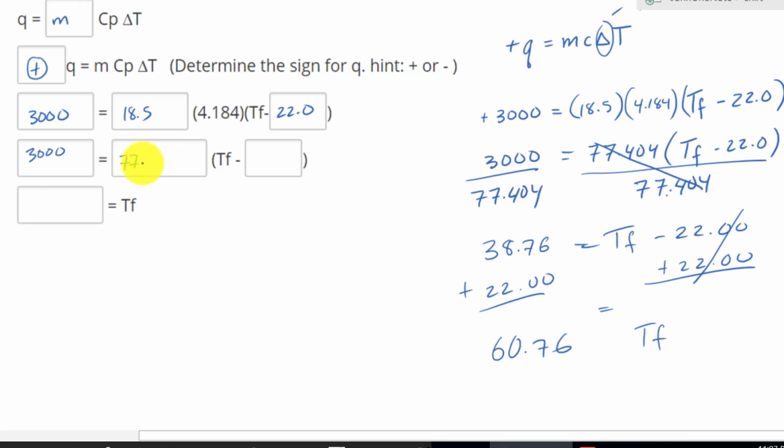We have 77.404. And TF again minus TI, which is 22.0. And lastly, we did the math. Simplify this equation to solve for TF. We have TF equal to 60.76. And there you go.